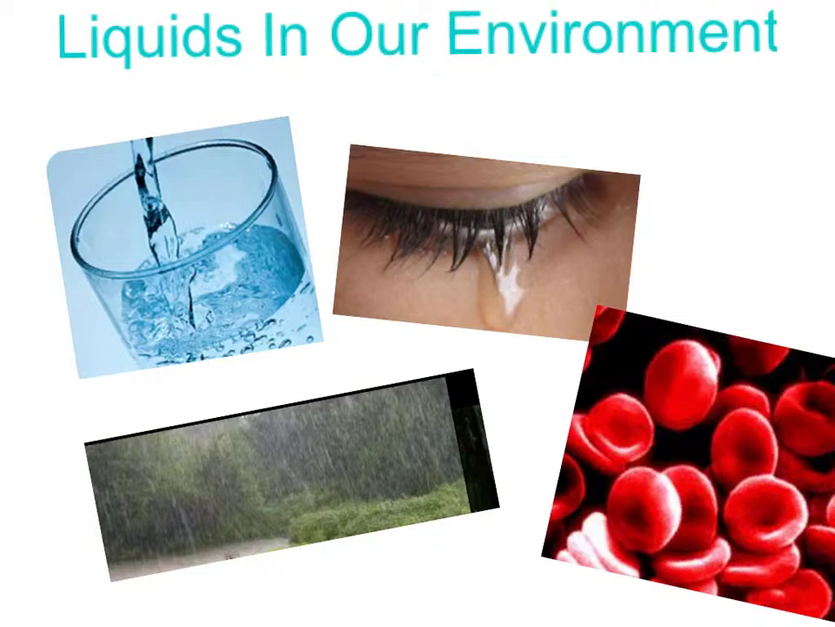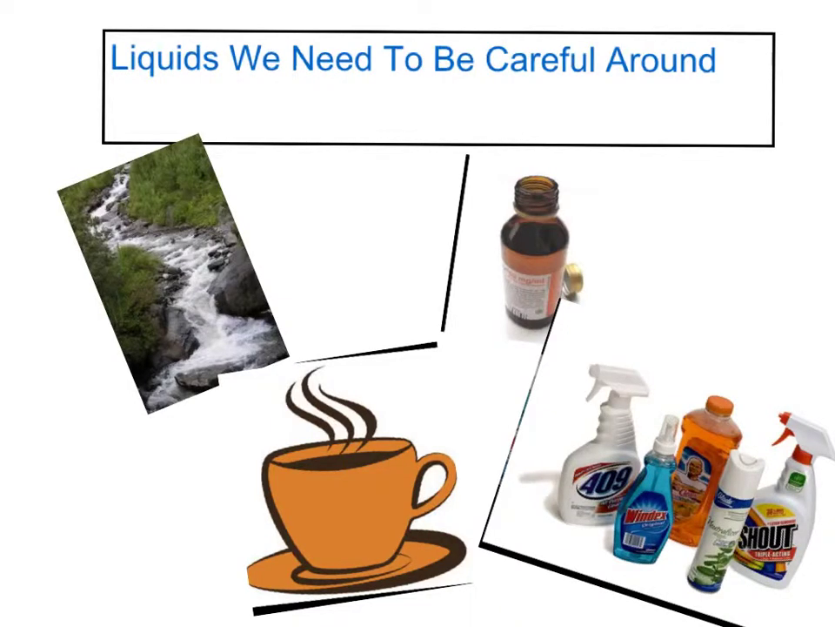Liquids in our environment that we need for our survival. Some liquids that we need for our survival are water, human tears, blood, and rain. Liquids we need to be careful around. There are some liquids that we need to be careful around, like rivers where we can drown, medicine that we can get sick from if we take too much, cleaning products, and hot coffee.